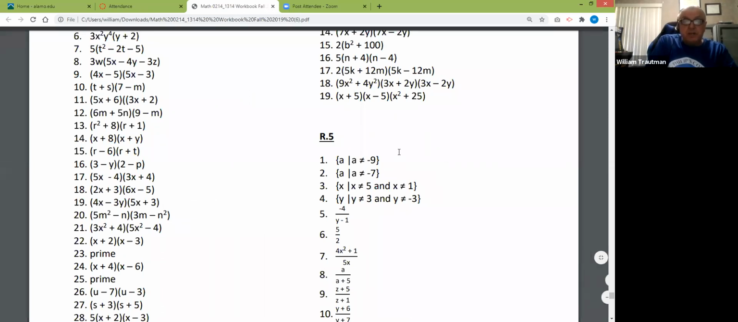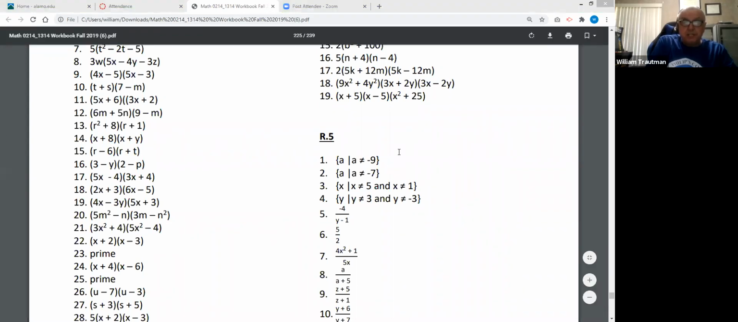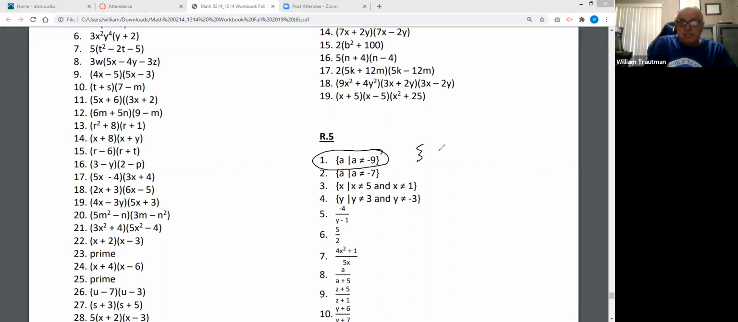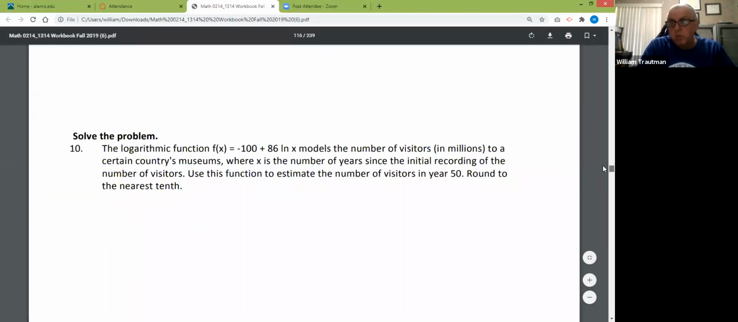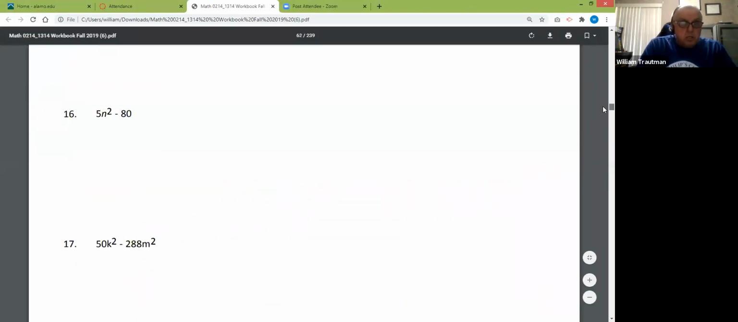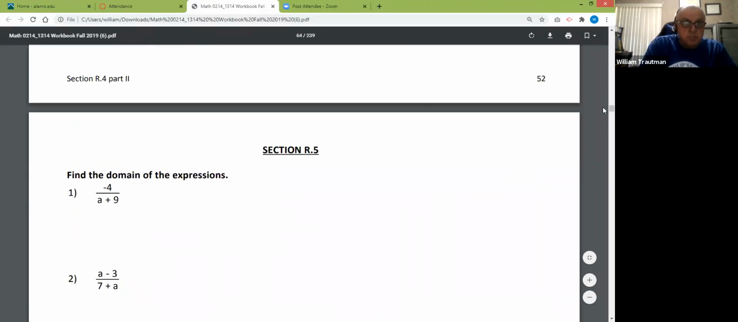And there's several different ways of writing it. You can also write it like this: x can equal everything except -9. That's called interval notation, but we're just going to stick with this. Good. All righty.